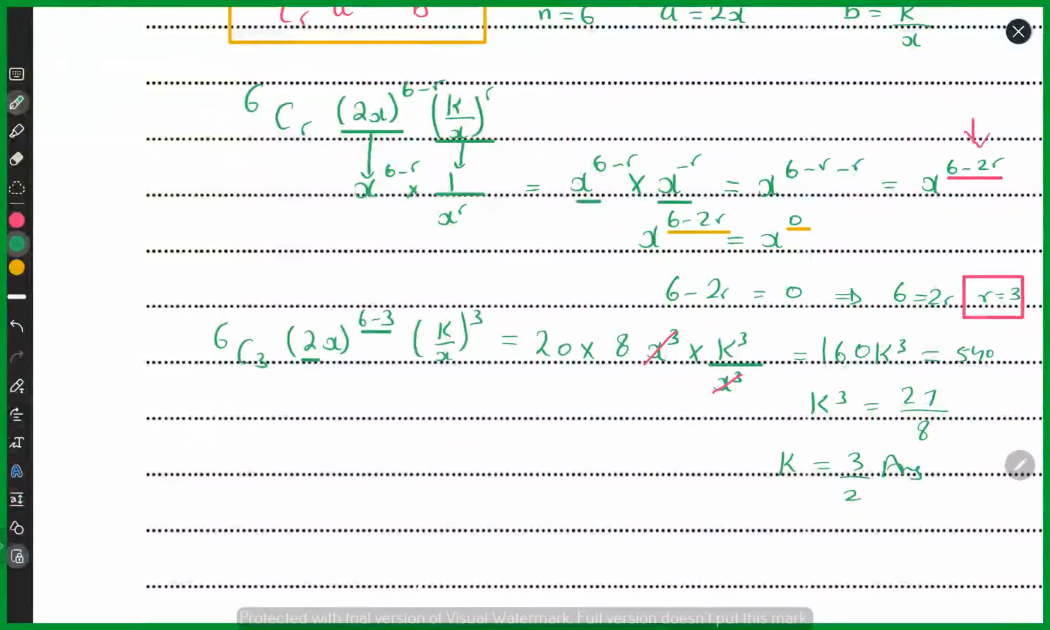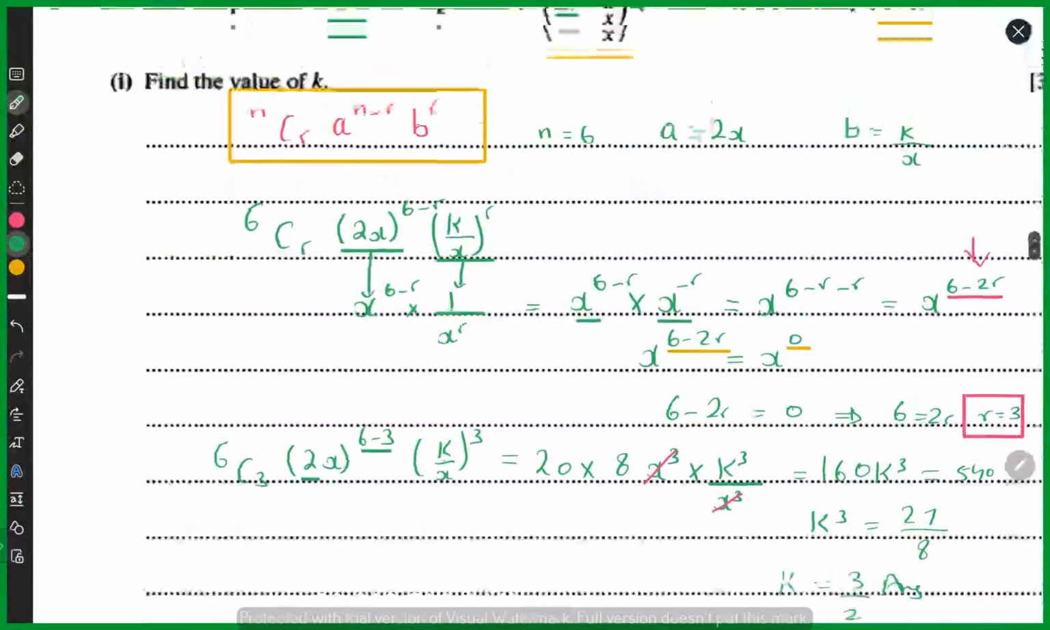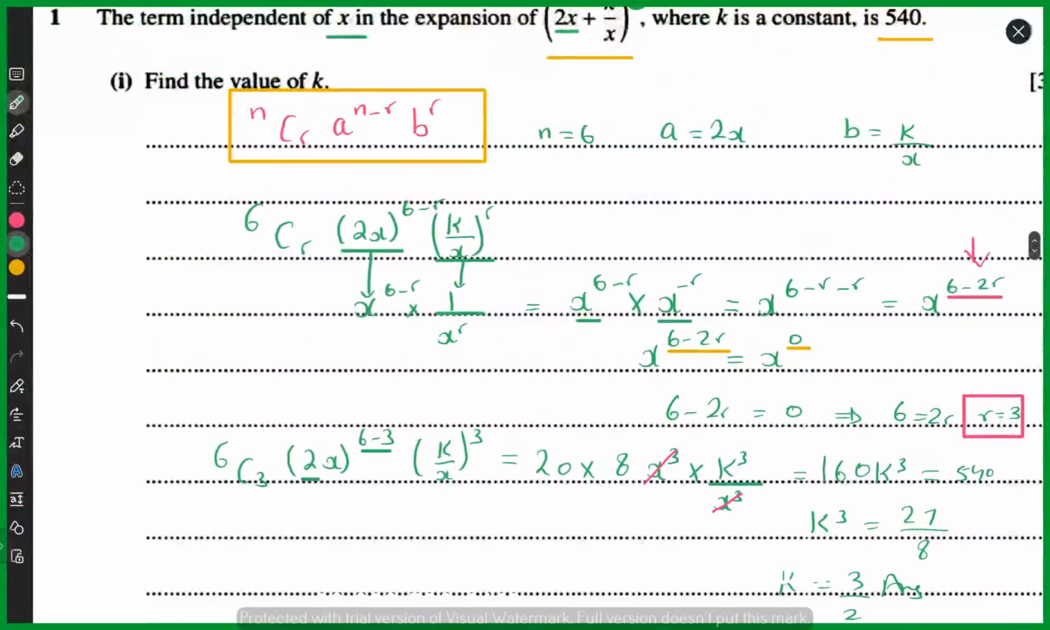Now this time around, again, you can see we used the formula in order to find the specific value of r that would be containing our term. And then we got it correctly. Any confusions with this? Miss, since the k is constant, shouldn't it be both positive and negative? Because when we apply the cubic root on 27 divided by 8, we will have plus minus.